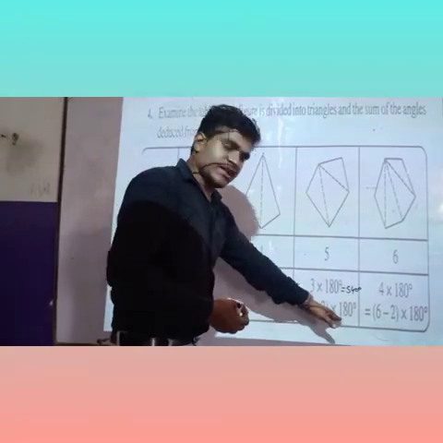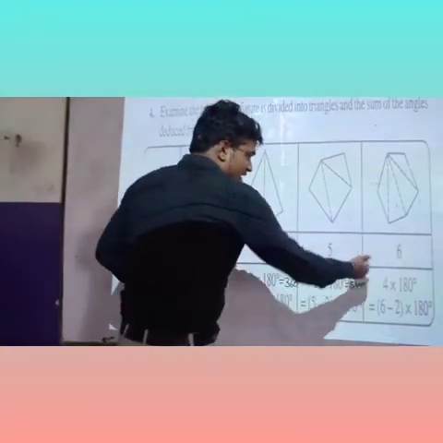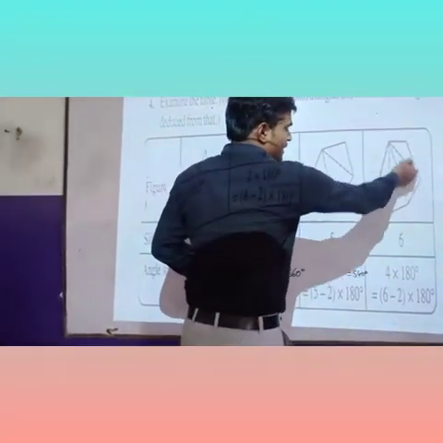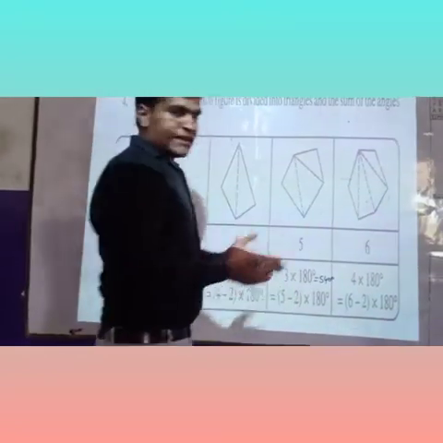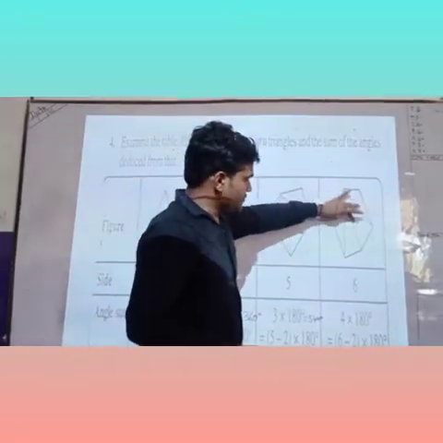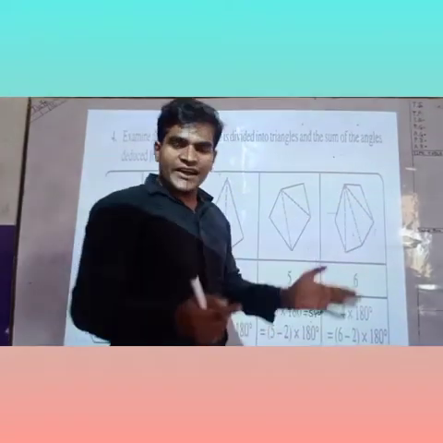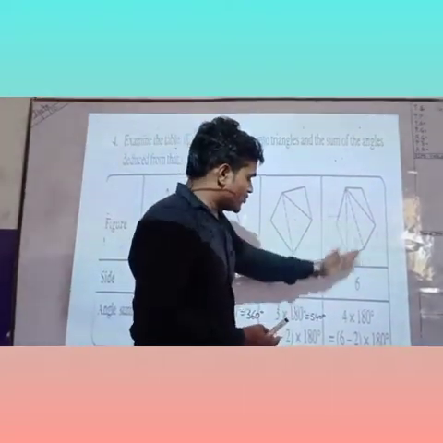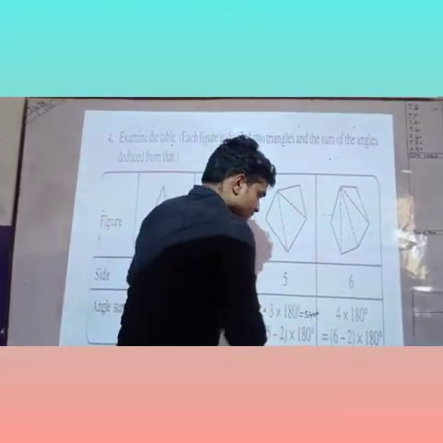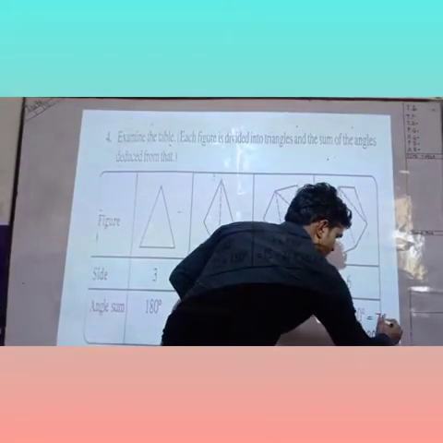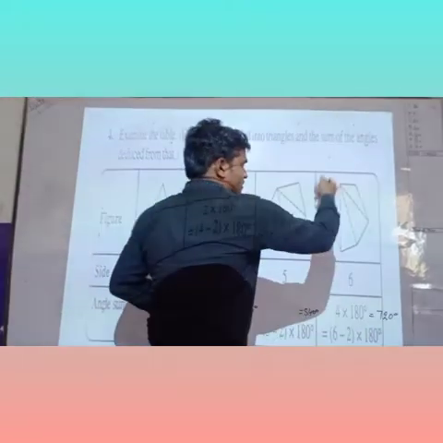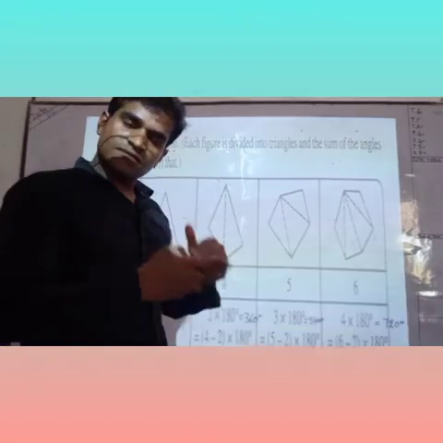So 3 multiplied by 180. So like that, in a hexagon we divide the hexagon into 4 triangles. 1, 2, 3 and 4 triangles. Children, if there are 4 triangles, then 180 multiplied by 4 is 720. So the sum of angles of a hexagon is 720.